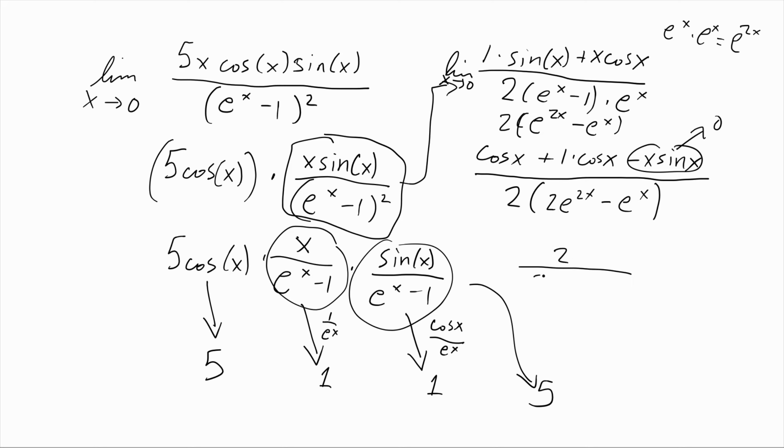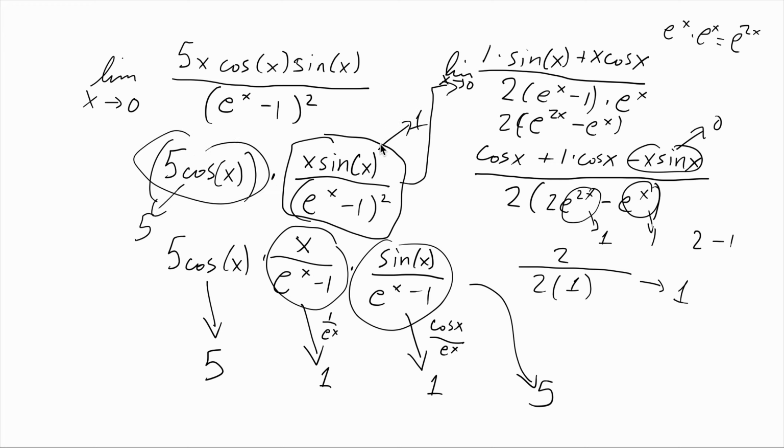We get that 2 hanging out. And then here, e to the 2x, that part goes to 1, and e to the x goes to 1. So this part goes to 2 times 1 minus 1, which is just 1, right? 2 minus 1, so 1. So 1, oh, that's beautiful, 2 over 2. That goes to 1. As desired, this problem issue part right here will go to 1. This part goes to 5, and so we know it's 5 times 1.